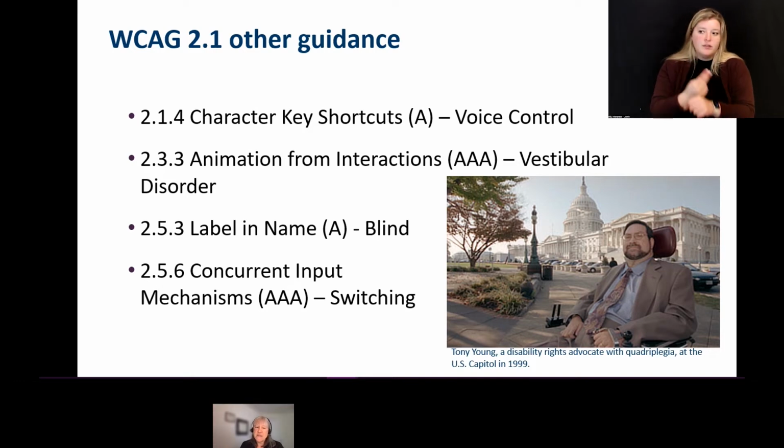Then animations from interactions is really focusing on supporting people who have vestibular disorders and not triggering that. That's a AAA requirement. Label and name, as I mentioned, is a support for screen reader users as well as cognitive users. And the concurrent input mechanisms is about letting people switch from the mouse to the keyboard to voice interaction and back and forth in a way that is smooth and provides that kind of support. We'll go to the next slide.